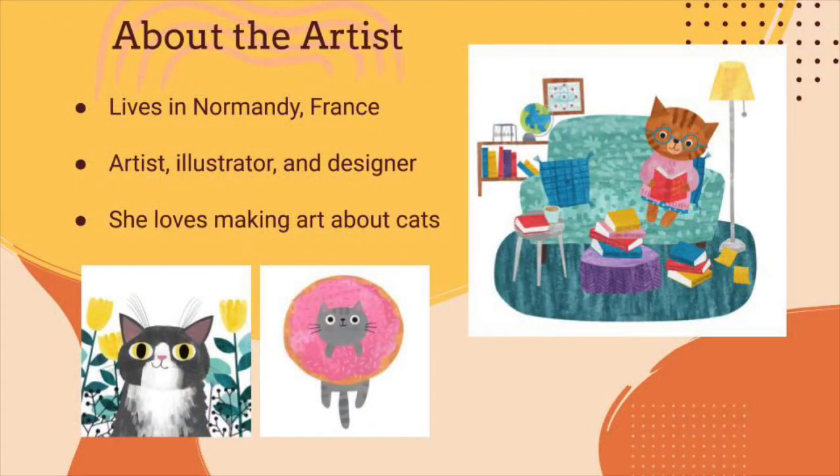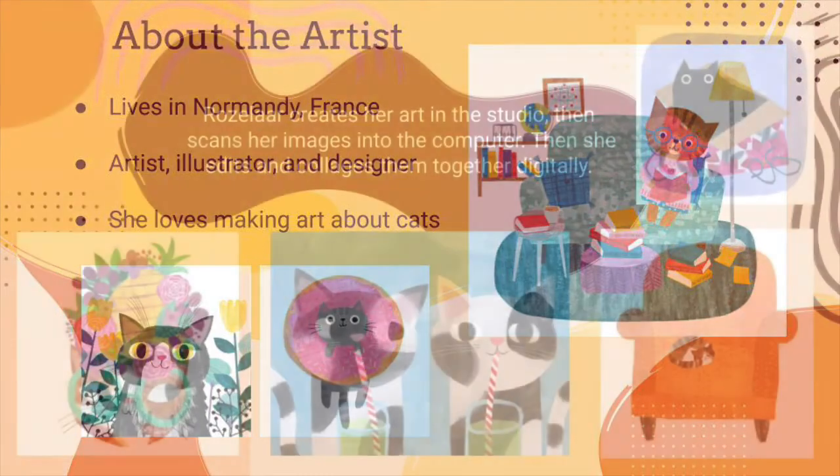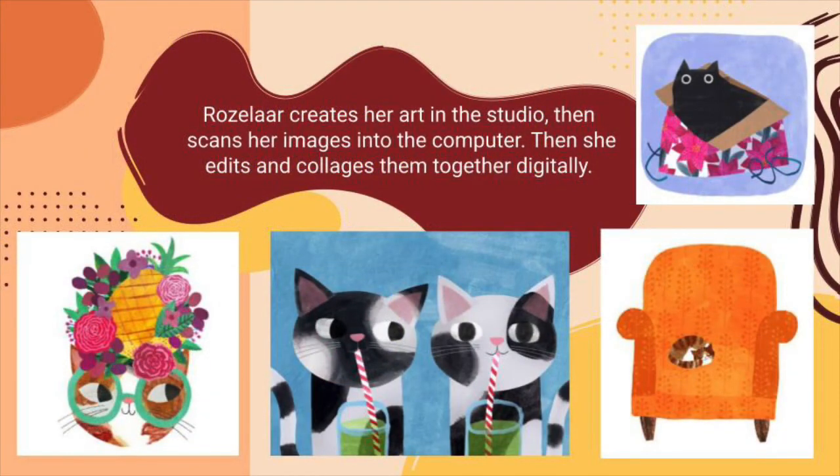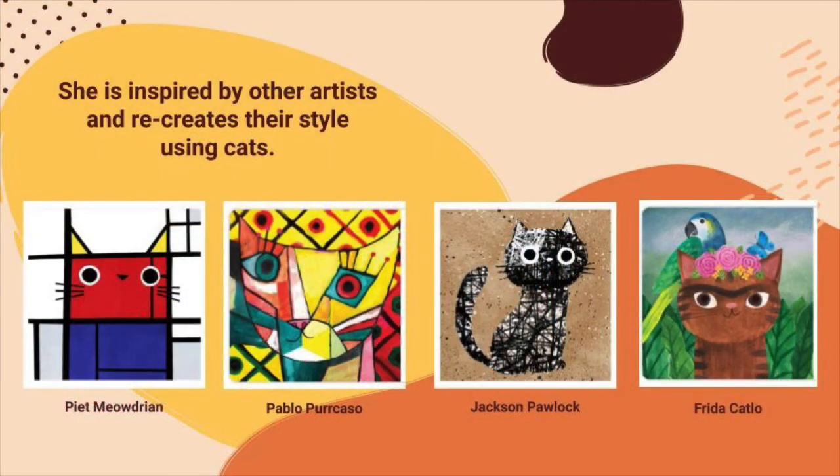About the artist. Angie Rozelaar lives in Normandy, France. She's an artist, illustrator, and designer. She loves making art about cats, and her art is very fun and whimsical. Rozelaar creates her art in the studio, and then she scans her images into the computer and edits and collages them together digitally. She's very much inspired by other artists and recreates their style using cats. Here we have Piet Mondrian, Pablo Picasso, Jackson Pollock, and Frida Kahlo.